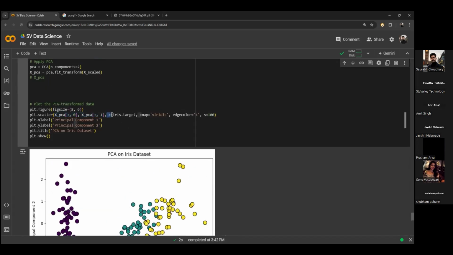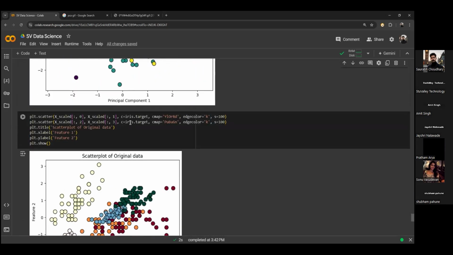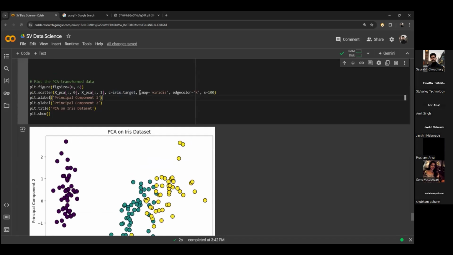And the color of the points is according to the target. So we have three targets here: 0, 1, and 2. It could be any name of the flowers, but it is classified as 0, 1, and 2. The cmap is viridis, and the size of our points is 100.